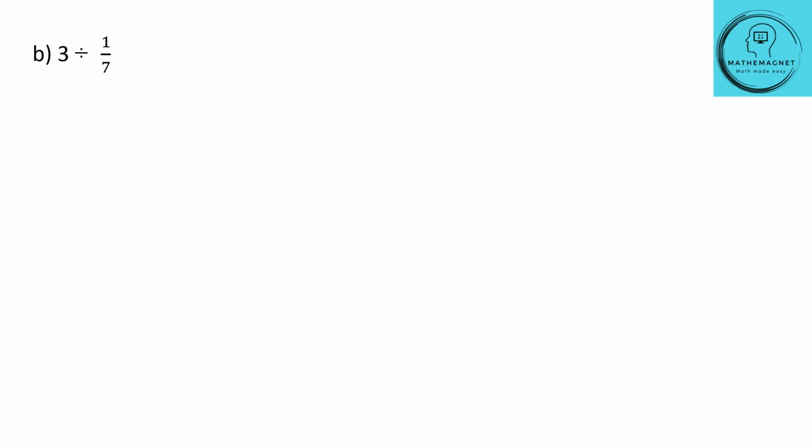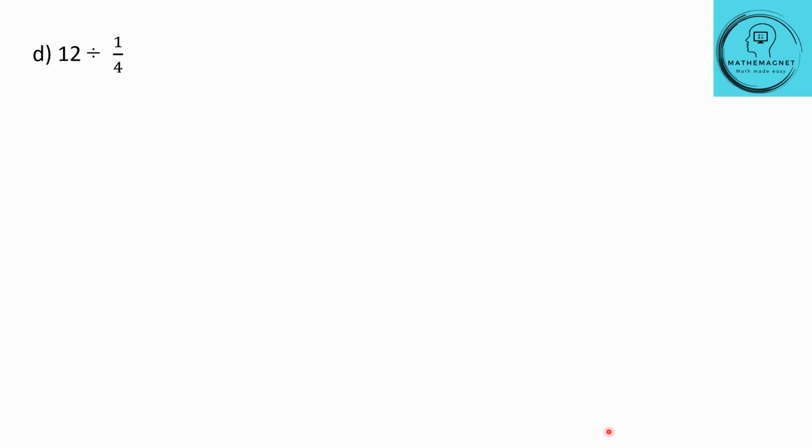Let's look at the next question B. 3 divided by 1 by 7. Similarly, what we did in the previous question, we will convert division into a multiplication symbol and then we will take the fraction to the right of the division symbol and flip it. So it becomes 3 into 7 by 1, which is equal to 21 by 1 or 21. The next question C. 2 divided by 1 by 5. Here division becomes multiplication and we'll flip the fraction. So it becomes 2 into 5 by 1, which is equal to 10 by 1, which is also equal to 10.